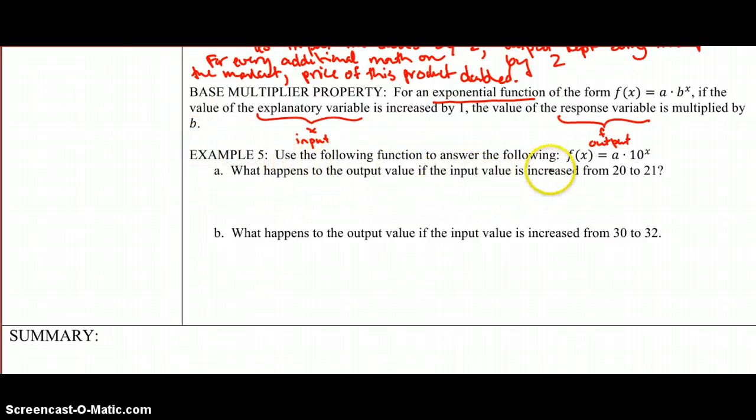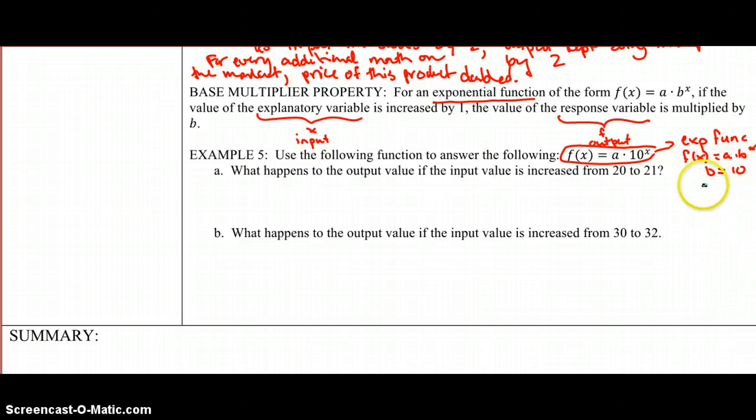So use the following function to answer the following. If f of x is equal to a times 10 to the x, again we should recognize this as an exponential function. It's in the right form, f of x equals a times b to the x, where in this case b is equal to 10. And again, that base number has to be greater than 0, and it cannot be 1, which 10 is greater than 0 and 10's not 1, so we do have a legal base here. So what happens to the output value if the input values increase from 20 to 21?